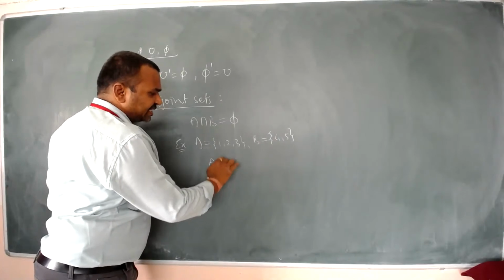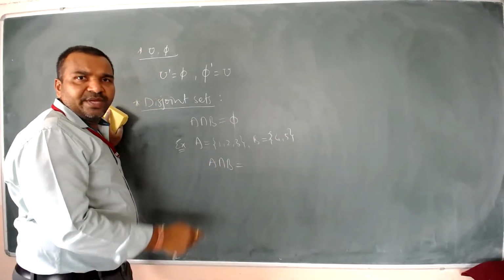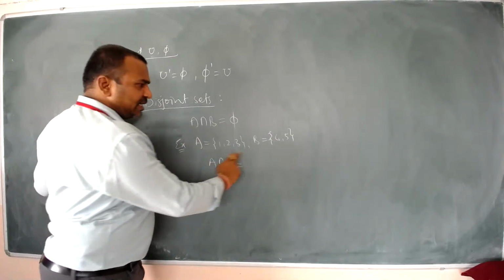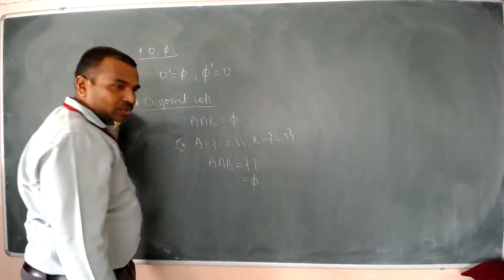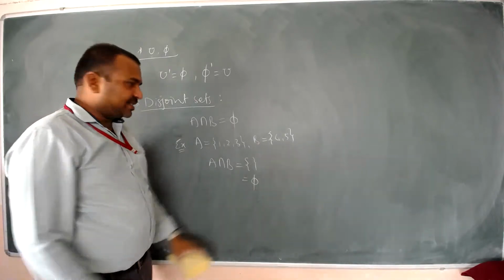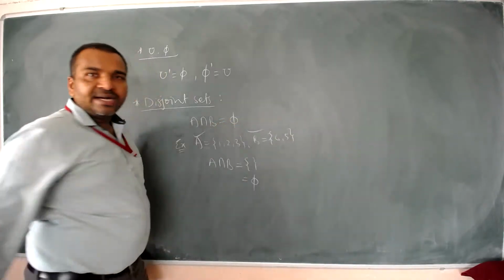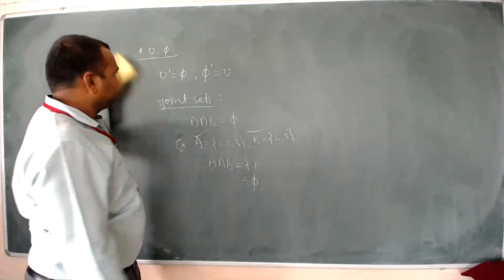Now make A intersection B. What is A intersection B? Intersection is nothing but common elements. Is there any common element? No. So it is the null set. A intersection B equal to null set. So the two sets are disjoint sets.